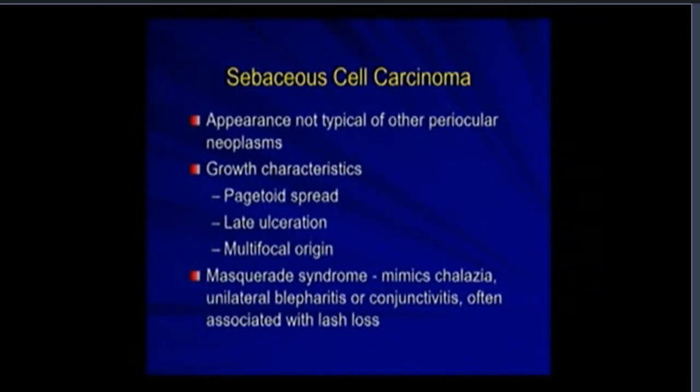Sebaceous cell carcinoma's appearance is not typical of other neoplasms, such as what we talk about regarding telangiectasia, ulceration, etc. It has a growth characteristic with vegetoid spread, late ulceration, and multifocal origin for this tumor. As you know, it may come masquerading as other problems like chalazion and chronic blepharitis, and may also be associated with lash loss.